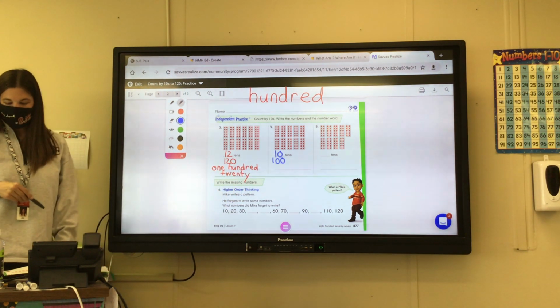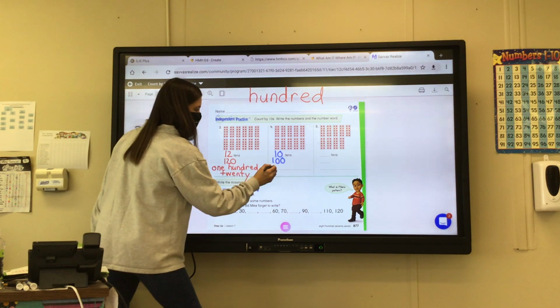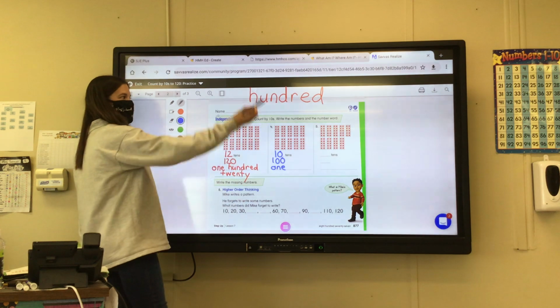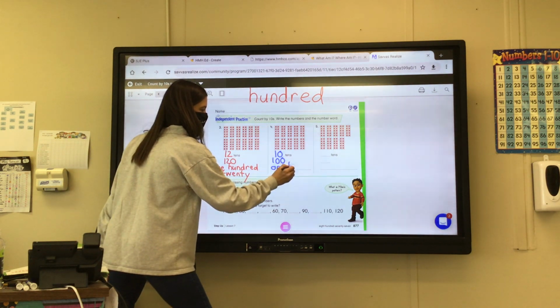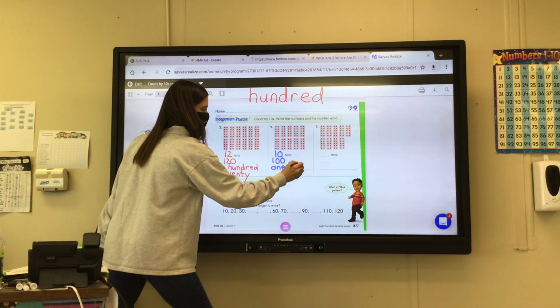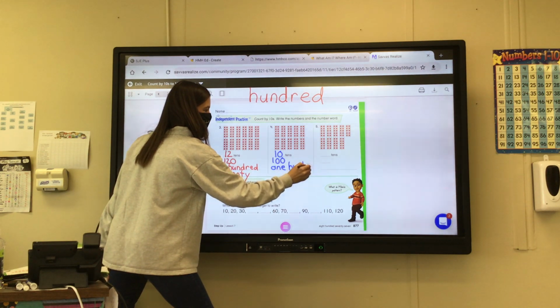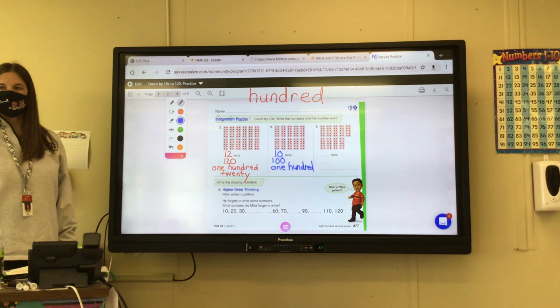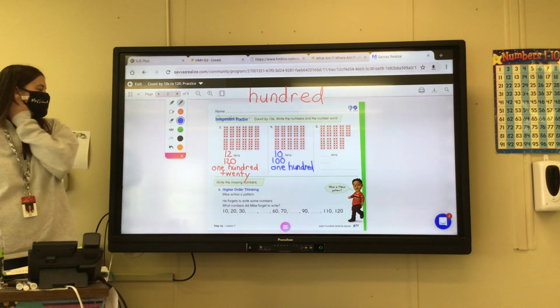Now this is how we write 100. We write that number word 1 first. 1. And then you write 100. It's on the other paper that you don't need to copy. I have it up there nice and big so you can see it, if you can't see it from where you're sitting. Okay, go ahead and catch up.